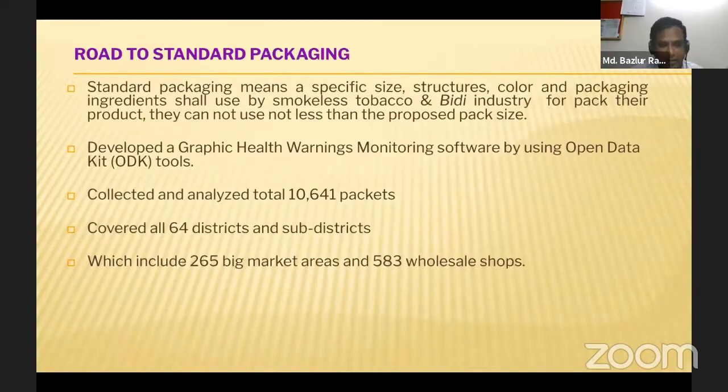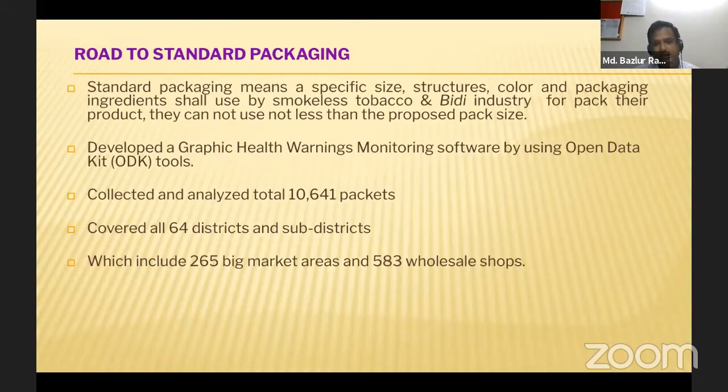Next, please. So I'm going to share you how we introduce the standard packaging and what we mean for the standard packaging. It means a specific size, structures, color, and packaging ingredient shall be used by smokeless tobacco and BD industry for pack their product. They cannot use not less than the proposed pack size, which we have already proposed to the National Tobacco Control Cell, Ministry of Health and Family Welfare.